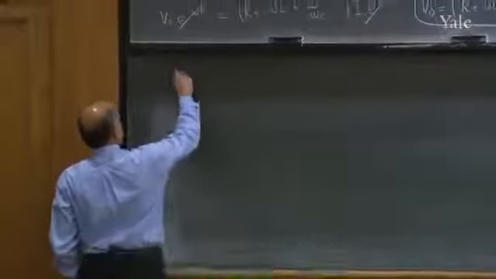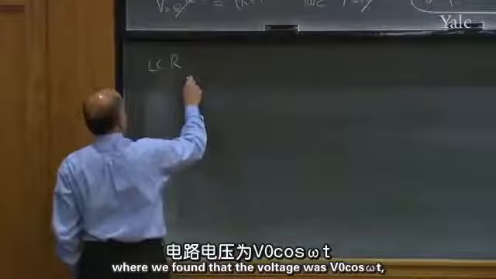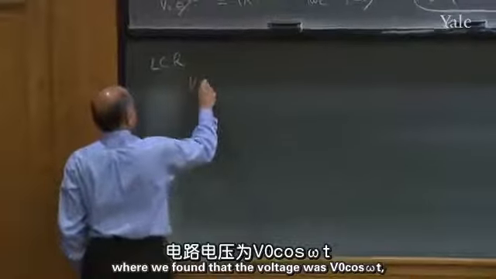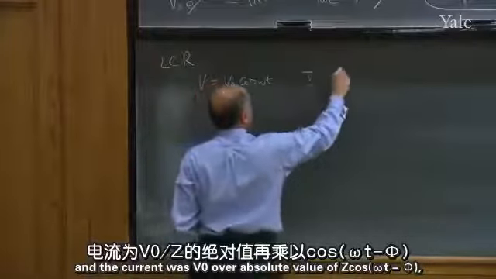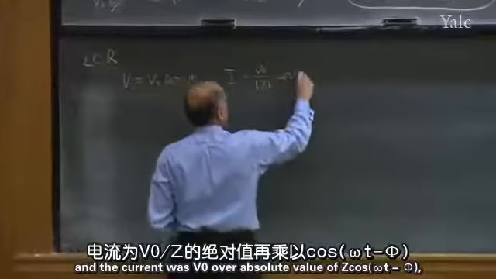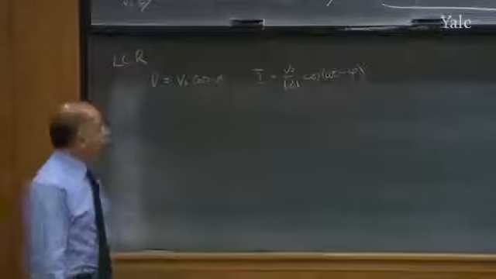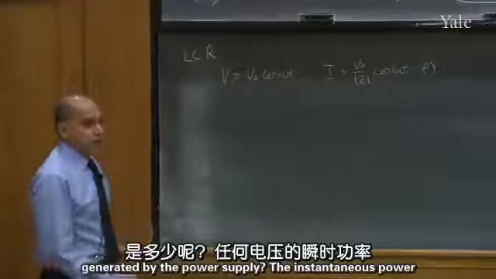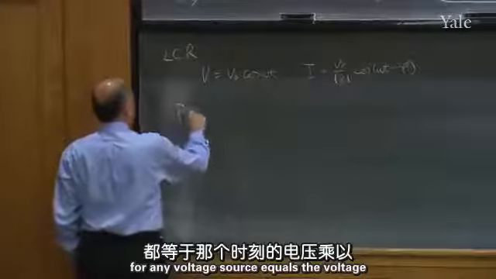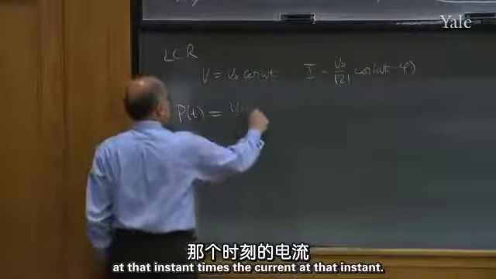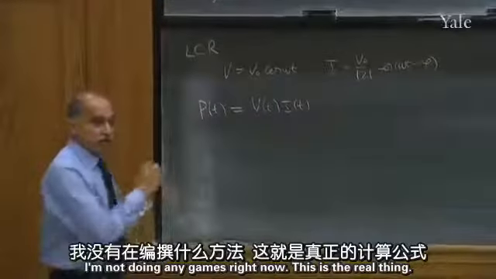Take the LCR circuit, where we found that the voltage was V0 cos omega t, and the current was V0 over the absolute value of Z times cos of omega t minus phi, where phi is all that stuff. I don't want to repeat it. What is the instantaneous power generated by the power supply? Instantaneous power for any voltage source is equal to the voltage at that instant times the current at that instant, and all these are real voltages and real currents. I'm not doing any games right now. This is the real thing.